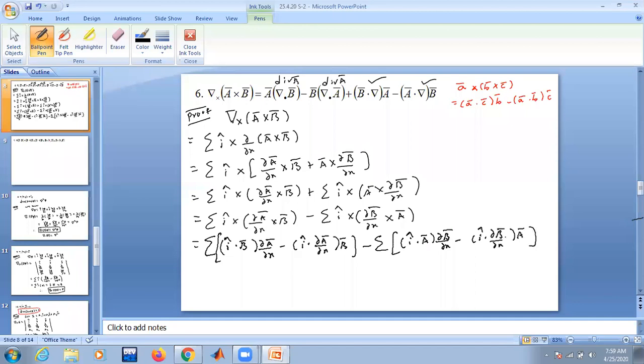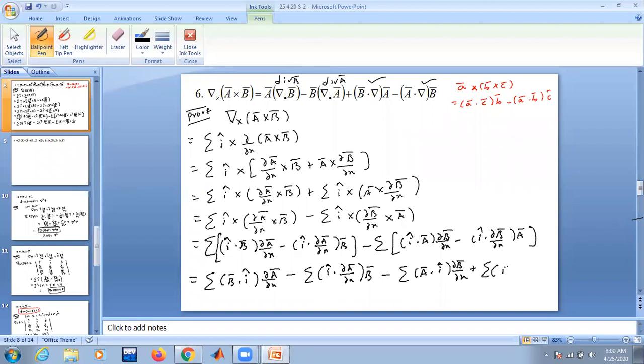Do you agree? Now separate the terms. So this is nothing but a summation I bar dot B bar, which is the same as B bar dot I bar because the dot product is commutative, into dou A bar by dou x, minus summation I bar dot dou A bar by dou x into B bar, minus summation A bar dot I bar into dou B bar by dou x, minus into minus plus summation I bar dot dou B bar by dou x into A bar.